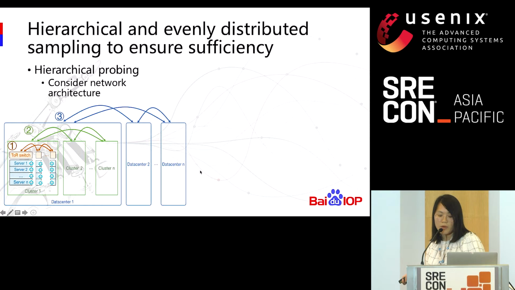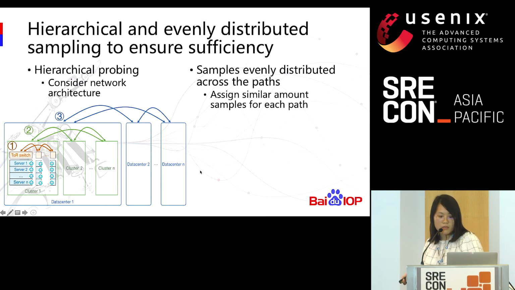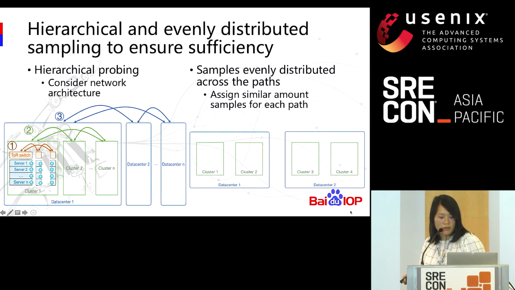Then the next problem is server pair selection between every source and test unit. In order to ensure coverage, every path should be covered with a similar amount of samples. The NetRadar scheduler is responsible for assigning tasks to servers to meet the requirements. For example, here is the sample distribution of Datacenter 1 to Datacenter 2.